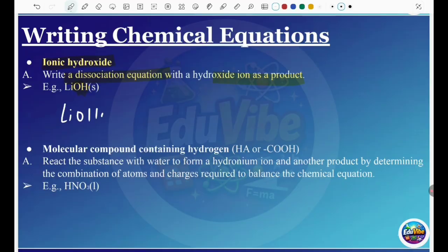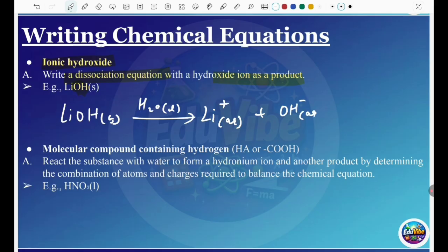LiOH, which is given as a solid. You can write plus water, or you can put the arrow and write it like this, because this is a dissociation, and we get Li positive aqueous, which has one positive charge, plus OH negative aqueous. This is the reaction if we have an ionic hydroxide. If we have Mg(OH)2, it all goes the same way. You have to use this always.